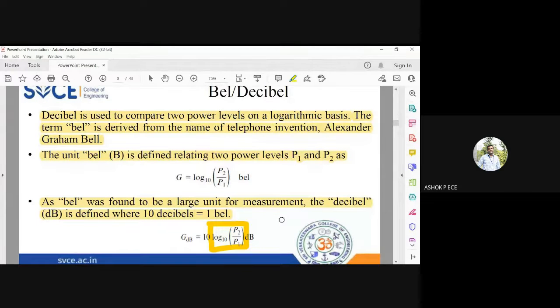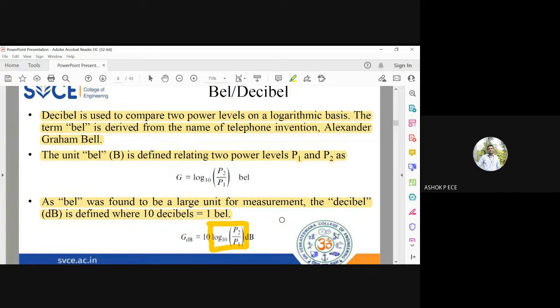And we will not use Bell, we will be using decibel for understanding because it is multiplied by 10. So the number that you get will be a factor of 10. So it will be very easy to draw and understand the behavior of amplifiers. Okay, so we will not be using Bell, we will be using decibel.